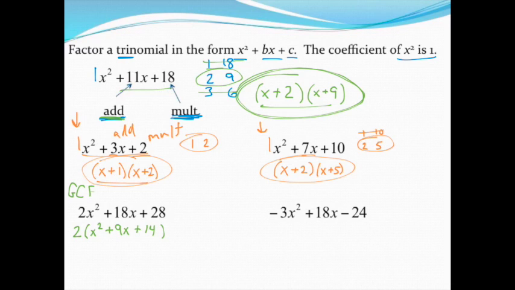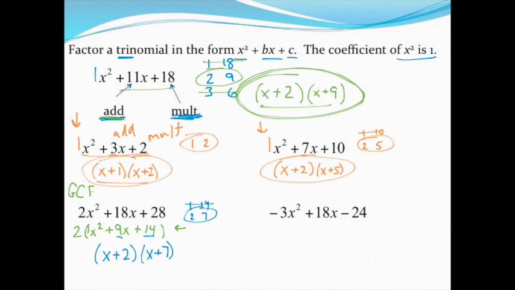And now I'll go one step further, and I can factor this trinomial in the parentheses because now I do have a 1 in front. So let's use the same thing we talked about up above. We need two numbers that multiply to 14 and add up to positive 9. My options are either 1 and 14 or 2 and 7. Those are the factors of 14. 2 and 7 is the set that adds up to 9. So the parentheses will factor one more time into x plus 2 and x plus 7.